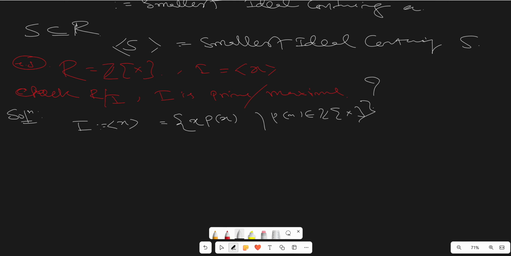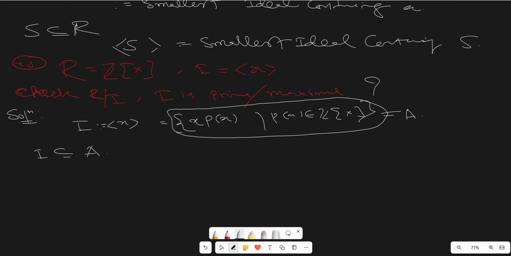So can you see that this ideal generated by x is nothing but x·p(x), such that p(x) is inside Z[x]? I will show that these two are equal. Why are these two equal? Can you see that this ideal I is contained in this set? Suppose we call this set A. Can you see that I is contained in A?